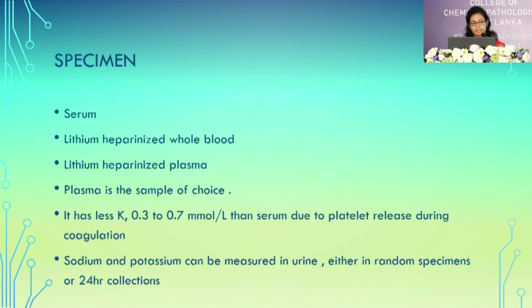The specimen that we use to measure electrolytes can vary. It can be serum or this lithium heparinized whole blood, which is used in the blood gas analyzers, and we can also measure electrolytes in lithium heparinized plasma. And remember, plasma is the sample of choice because it has less potassium compared to serum. And we can also measure electrolytes in urine, either in random or 24-hour collections.